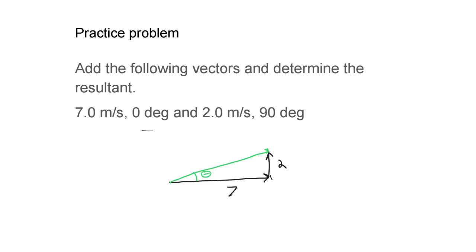So I have to now do both the Pythagorean theorem and the trigonometry. 2 squared plus 7 squared equals c squared. 4 plus 49 equals c squared. 53 equals c squared. Take the square root. And I get 7.28.